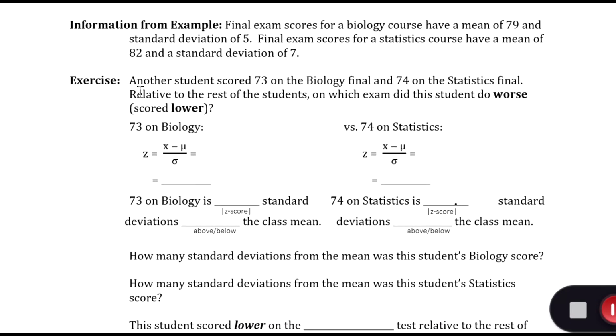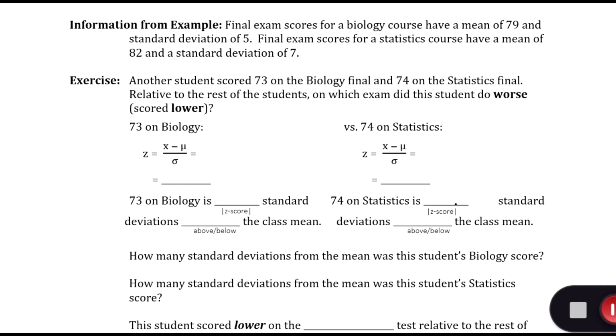And the exercise starts with another student who scored 73 on the biology final and 74 on the statistics final. It's referring to this information from the example above it. The final exam scores for a biology course have a mean of 79 and a standard deviation of 5. The final exam scores for a statistics course have a mean of 82 and a standard deviation of 7. So a student scored 73 on the biology exam and 74 on the statistics exam.